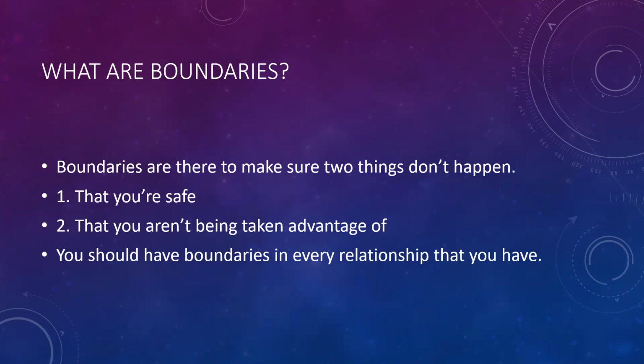So, first, what are boundaries? Boundaries essentially are there to do two things. They're there to keep you safe, and they're there to make sure you aren't being taken advantage of. So, essentially, those are what boundaries are. They're there to protect you in every type of relationship. And again, you should have boundaries in every relationship that you have, whether that's a working relationship, a friendship, a romantic relationship, or a relationship with family, friends, or what have you. You should have boundaries in every relationship that you have.